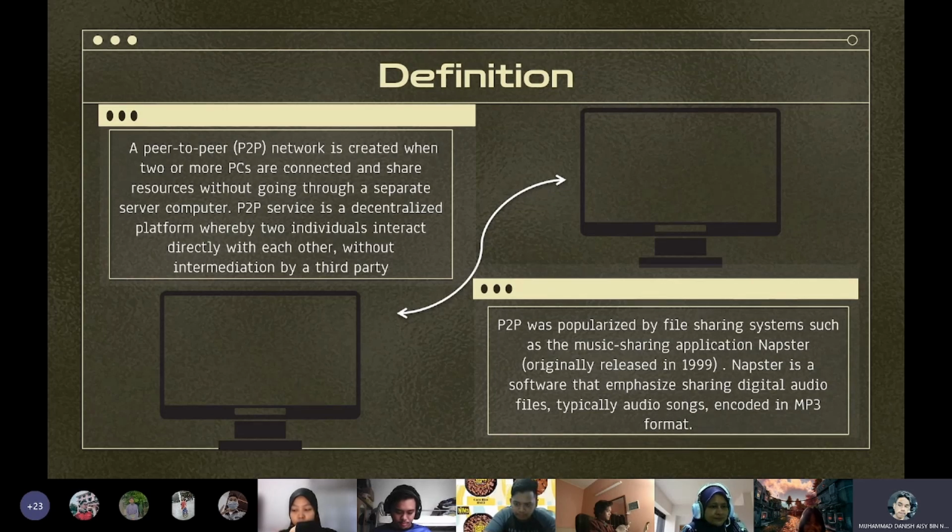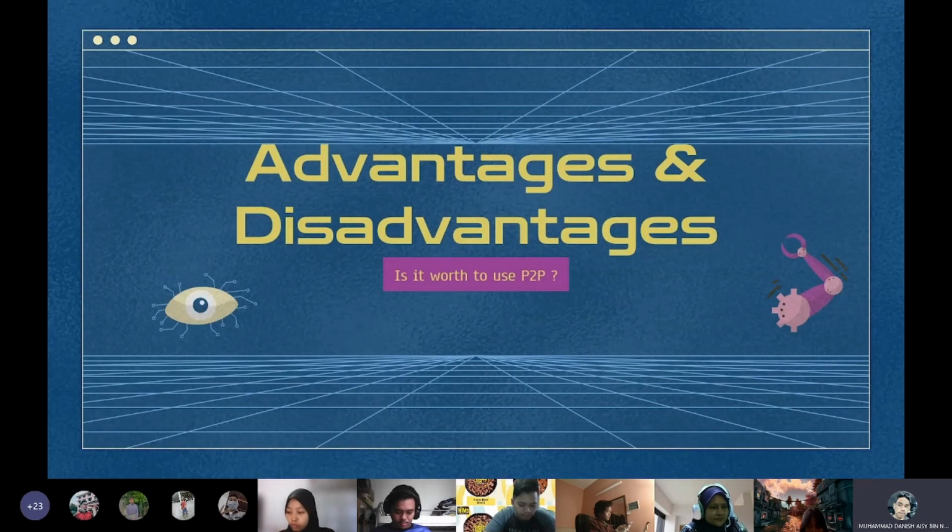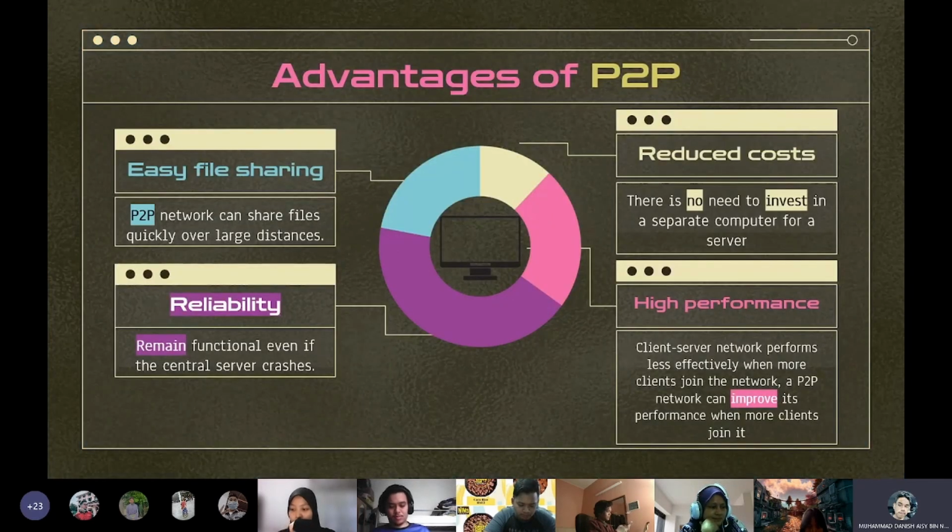Now we proceed to advantages and disadvantages. Is it good to use P2P? Now we are going to know about the advantages of P2P first. The main objective of P2P, in my opinion, is easy file sharing. It is easy because every computer running a P2P program such as BitTorrent can download or use the same file with each other. P2P networks can share files quickly over large distances.